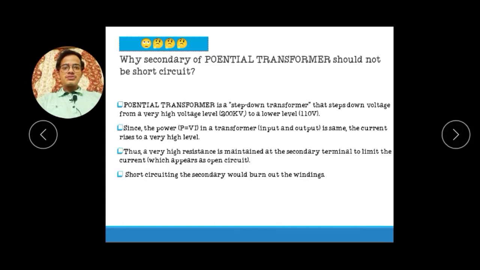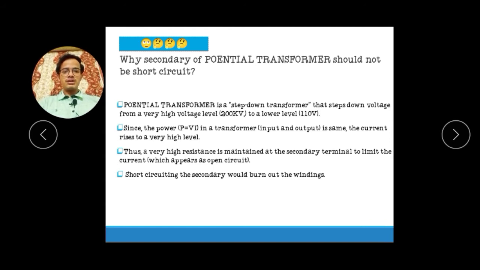So here comes the most asked question in the interview: why should the secondary of the potential transformer not be short circuited? Let's discuss that. Potential transformers are step down transformers that step down the voltage from high voltage, maybe in the range of 200 kV, to a lower voltage of up to 110. Since the power in the transformer remains constant, current rises to a high level at the secondary, thus very high resistance is maintained at the secondary terminal to limit the current which appears at the open circuit.